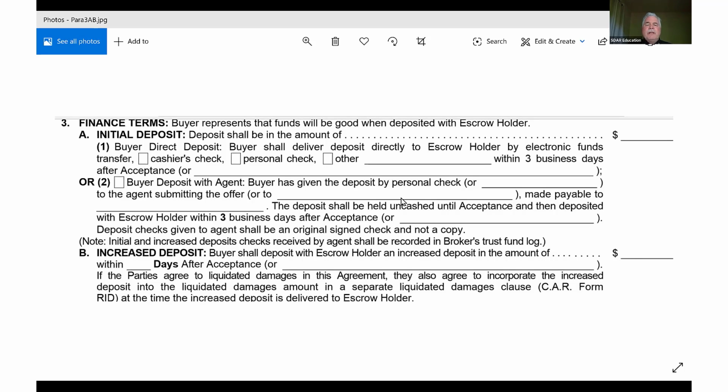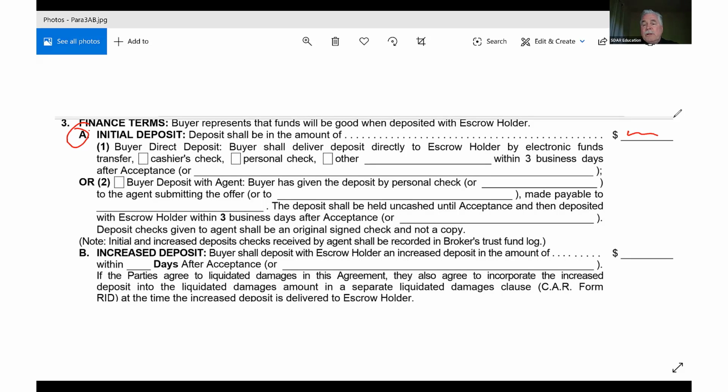All right. So initial deposit, when I'm looking at my form here, paragraph number A, I'm going to pull up my annotations really fast. Initial deposit, here we are. Deposit shall be in the amount of. Now, how much is that going to be? I don't know. The conversation I have with my buyer is you need to make it an amount sufficient to compel the seller to accept your offer.